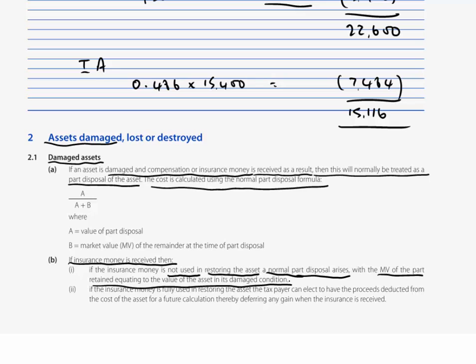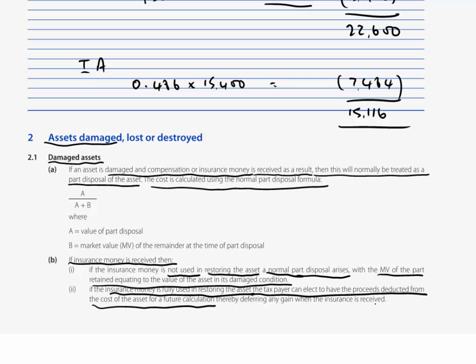Having said that, you might think, no, I need this asset back in full working order, so what happens if the insurance money is fully used in restoring the asset? Then the taxpayer can elect to have the proceeds deducted from the cost of the asset for purposes of a future calculation of a gain. So rather than crystallizing a gain now, where you've received the insurance money and you've then used it in restoring the asset, basically you can take that insurance money away from your original cost.